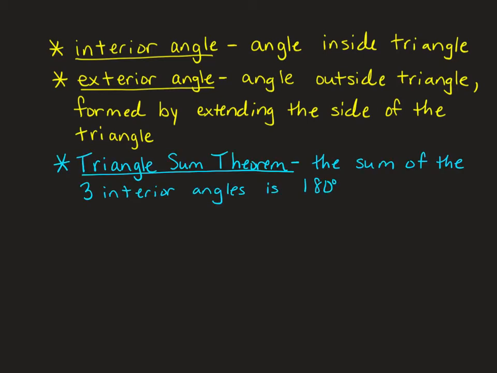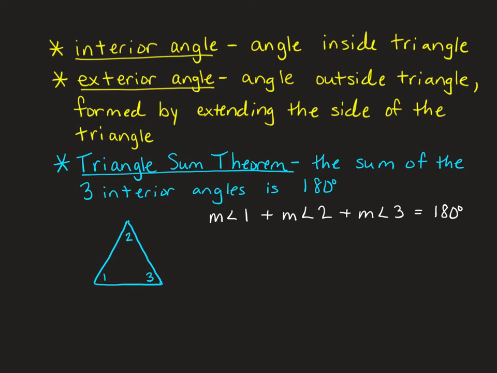Now the triangle sum theorem you used in 7th grade as well, and it just says the sum of the three interior angles of a triangle is 180 degrees. So you add all three angles and you always get 180 degrees. So we add all three angles together. The measure of angle 1 plus the measure of angle 2 plus the measure of angle 3 equals 180 degrees every time.